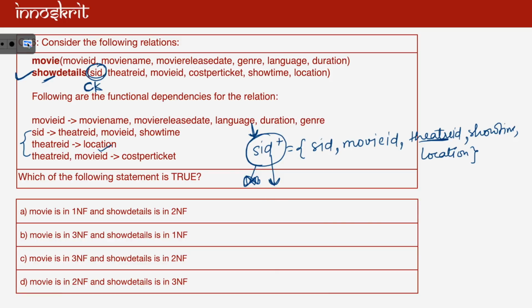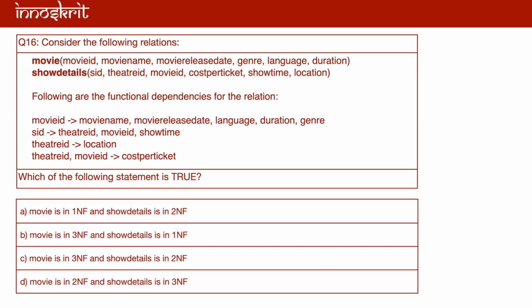So if you have watched my video which is based on normal forms, you can easily relate to this question. Because we do not have any proper subset of the candidate key, this relation is in 2NF, right? So the first relation is in 3NF and the second relation is in 2NF. Hence, option C is going to be the correct answer.